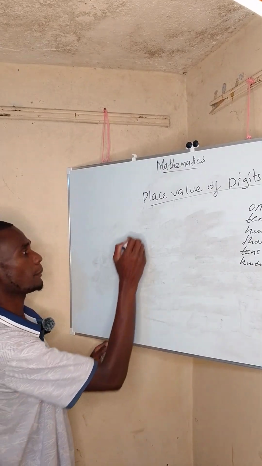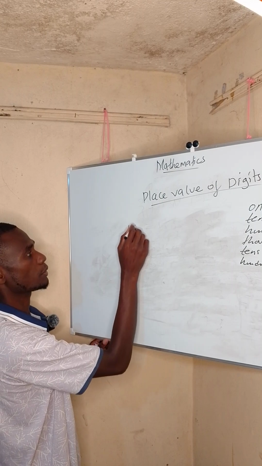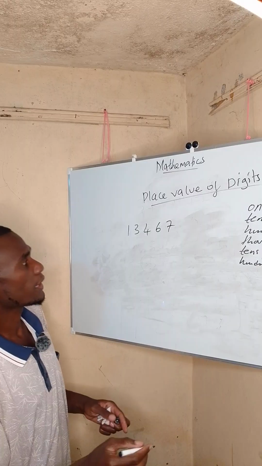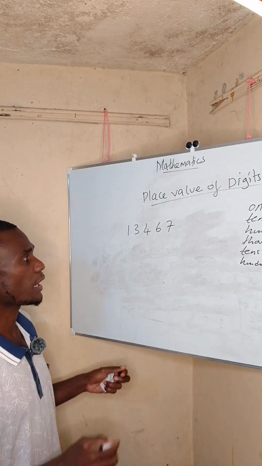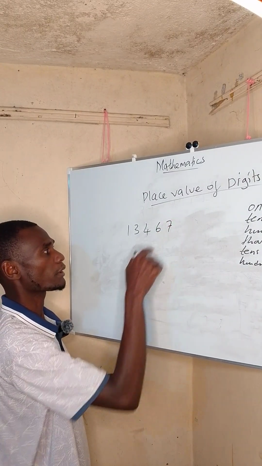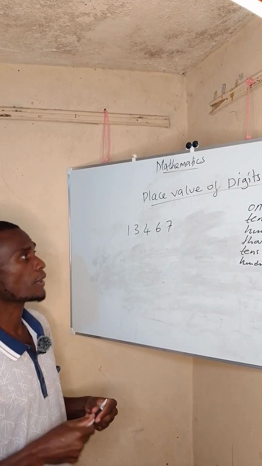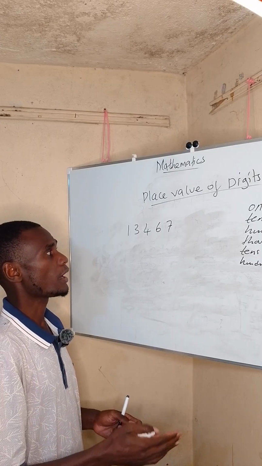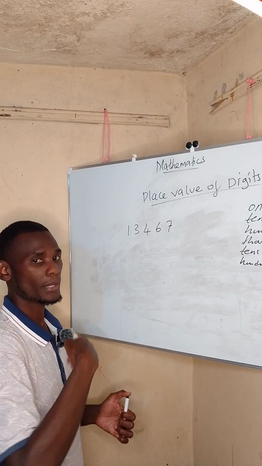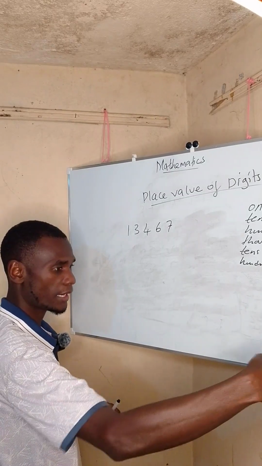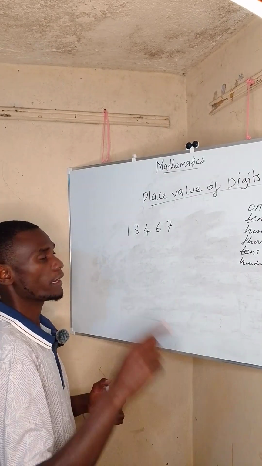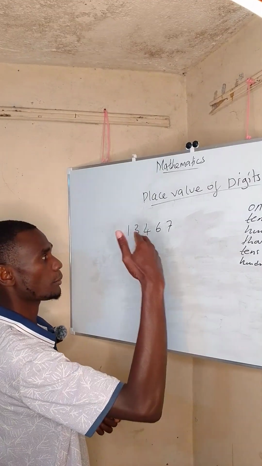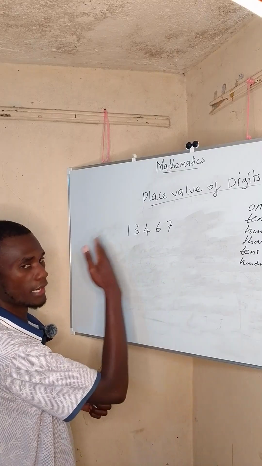So we have a number like this. I will give a very simple number. That is a 5-digit number. When we are talking about place value, we start naming these numbers from the right hand side. So my right hand side is this side. The first digit in the right hand side is this digit 7, or number 7. So we always start from the right as we move towards the left.